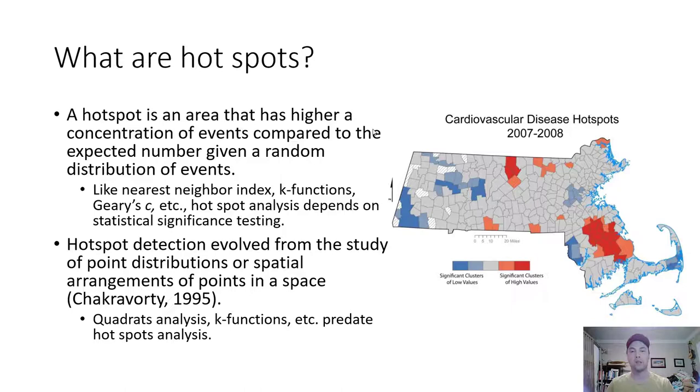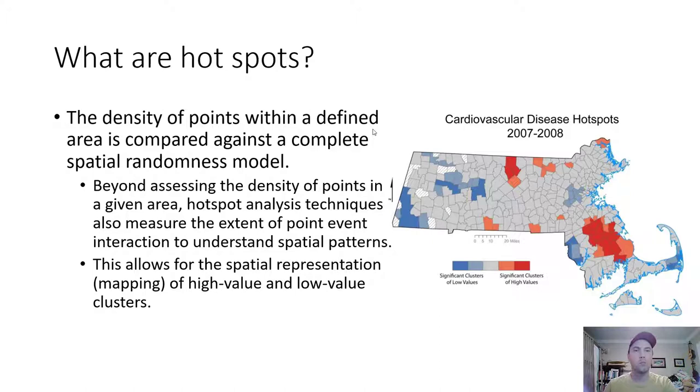The density of points within a defined area is compared against a complete spatial randomness model, just like others, right? So if we were to expect spatial randomness, we would be unlikely to find any statistically significant clusters or points of dispersion, okay? So beyond assessing the density of points in a given area, hotspot analysis techniques also measure the extent of point-event interaction to understand spatial patterns. So it's not just about the density of points, it's also measuring the extent of the point-event interaction.